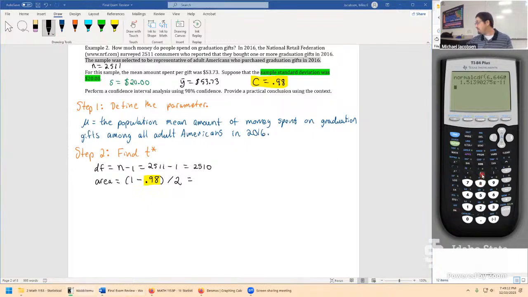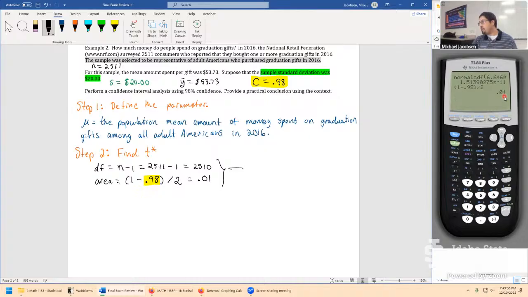Let's put this in. 1 minus 0.98. Divide by 2. If you're a little bit faster at mental arithmetic, you might have come up with the 0.01 faster than I did. But you know, the numbers can get a little foggy if you're taking this exam between 8 and 10 p.m. So good to be accurate. 0.01 is what we get.